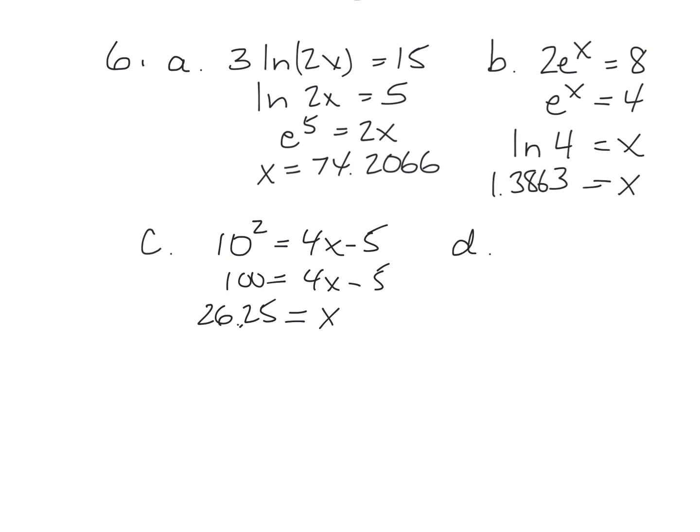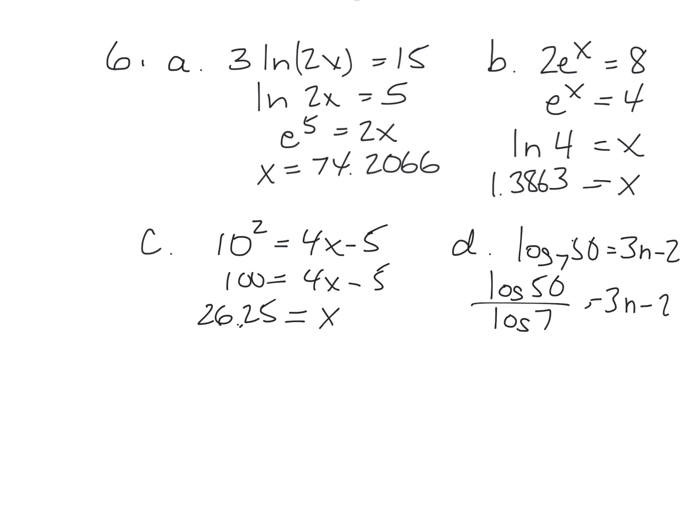Letter D, if I change the form of this, it's log base 7 of 50 is equal to 3n minus 2. I can do log base 7 of 50 by log of 50 divided by log of 7. And then I'm going to add 2, divide by 3, and you're going to get n to be about 1.3368.